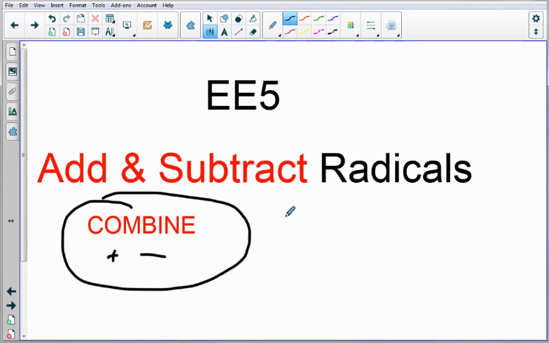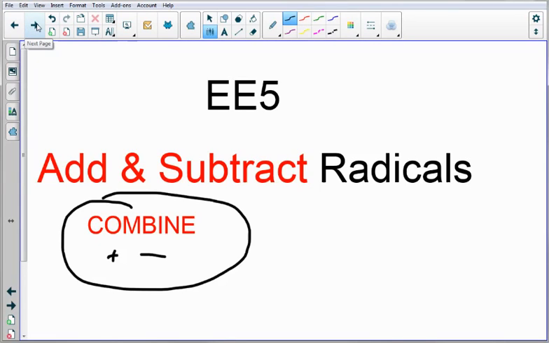So as you might remember from some of our discussions, you cannot combine things that are not the same. You cannot add and subtract apples and oranges. You can only add apples to apples or subtract apples from apples, or same thing with oranges. So it's the same thing here. So let's take a look at this.